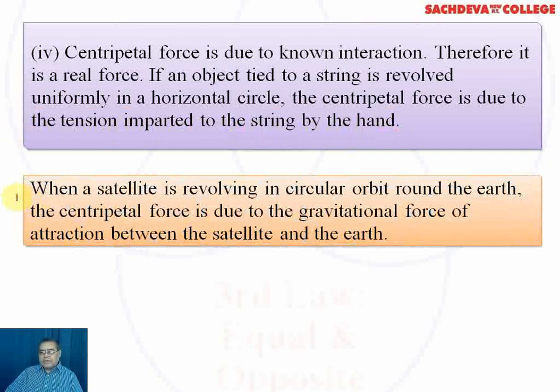Now we can have some examples, like when satellite is revolving in a circular orbit around the earth. The centripetal force is due to the gravitational force of attraction between the satellite and the Earth. For example, we know that Earth is moving around the Sun, so there will be gravitational attraction between Sun and Earth. This gravitational attraction provides the necessary centripetal force to Earth, and Earth starts revolving around the Sun, and the centripetal force will be directed towards the center.